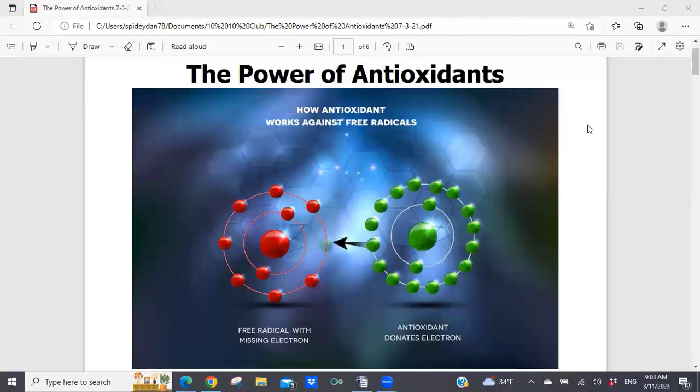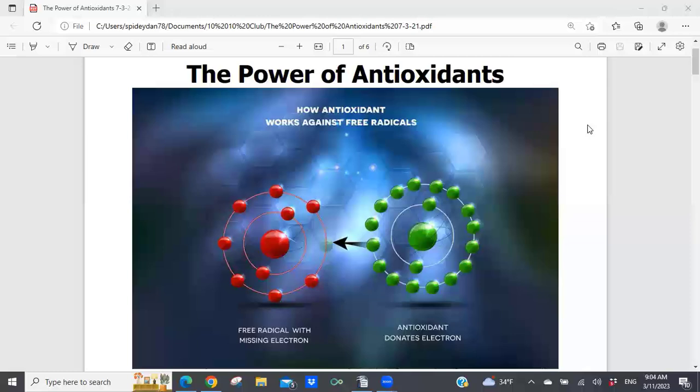But the unique property of an antioxidant is whether they have an even number or an odd number of electrons in their outer orbit, they stay stable. So once that antioxidant has given away its outer electron, it does not become a free radical. It stays as an antioxidant. And so it can stop this cascading process of creating free radicals.